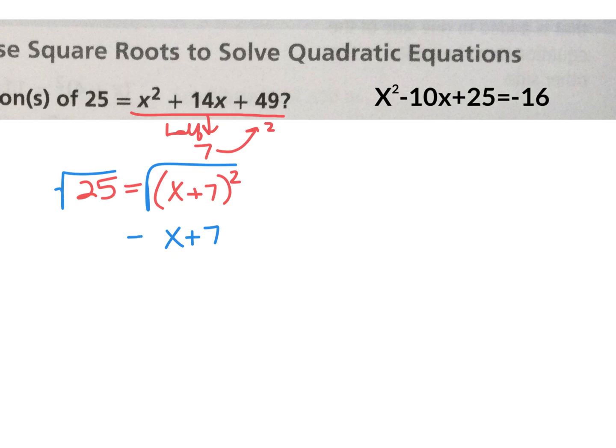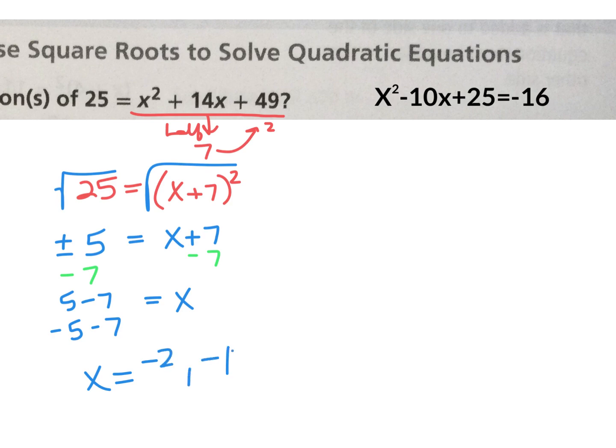And I'm going to write this in a different format. I'm going to say this equals plus or minus the square root of 25, which is 5. Lastly, I can subtract 7 from both sides. And I just have to remember that this is going to give me two different answers. Either x equals +5 minus 7, or x equals -5 minus 7. So that's going to lead me to two solutions, x equals -2 and also -12.